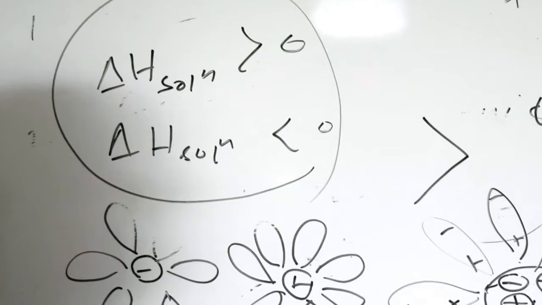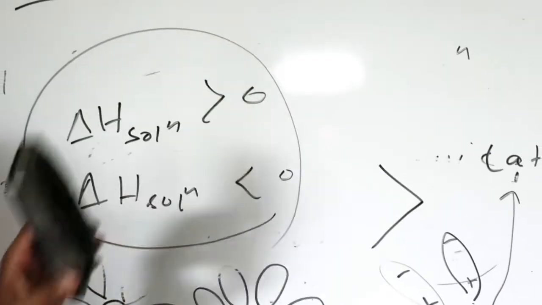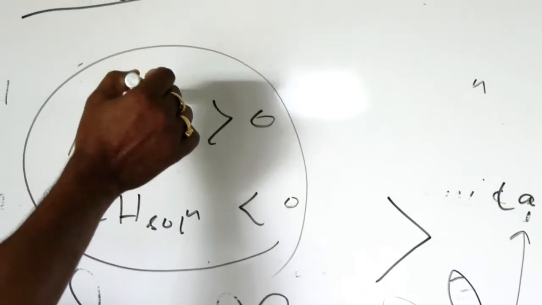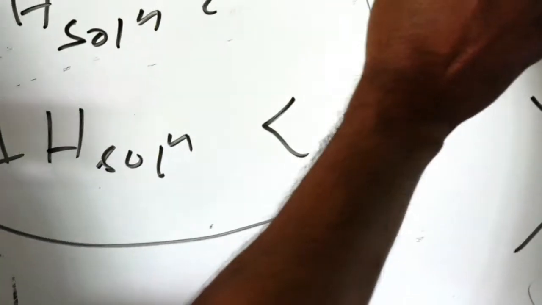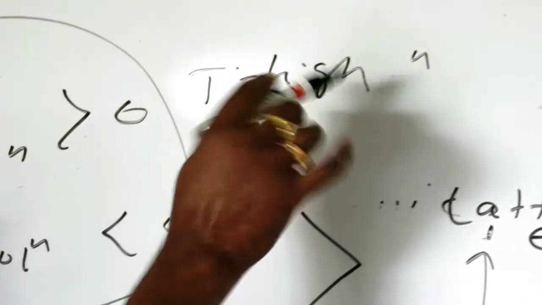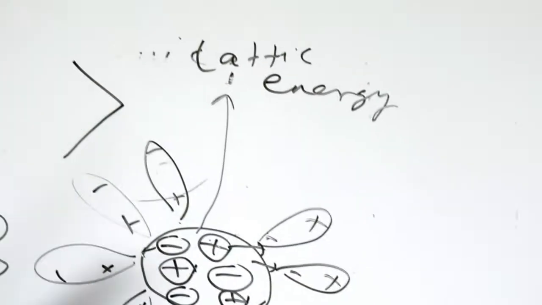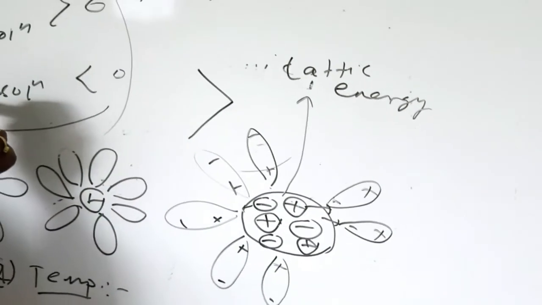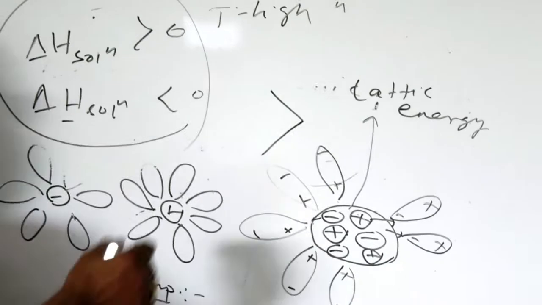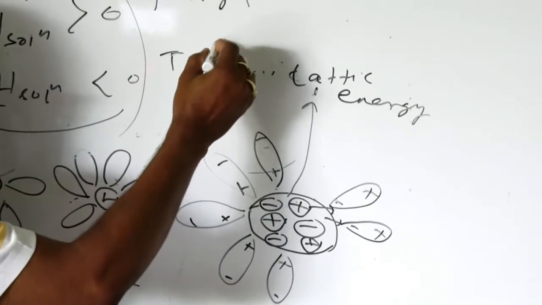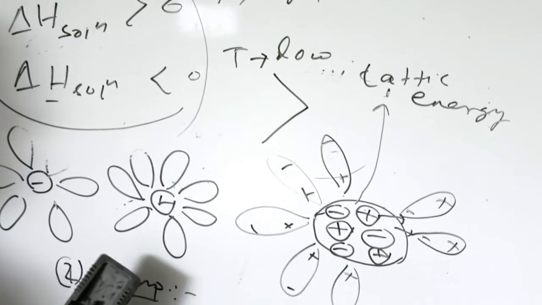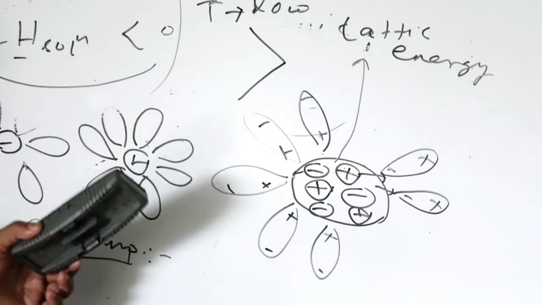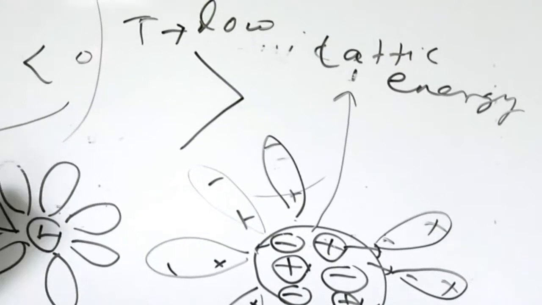The heat change or the enthalpy change during the solution, if greater than 0, is called an endothermic process. Because during the dissolution process, if the temperature is increased, then solubility will increase. Again, in the case of an exothermic process of dissolution, when temperature is low, then the solubility becomes high. So temperature also affects the solubility of a solid in a particular solvent.